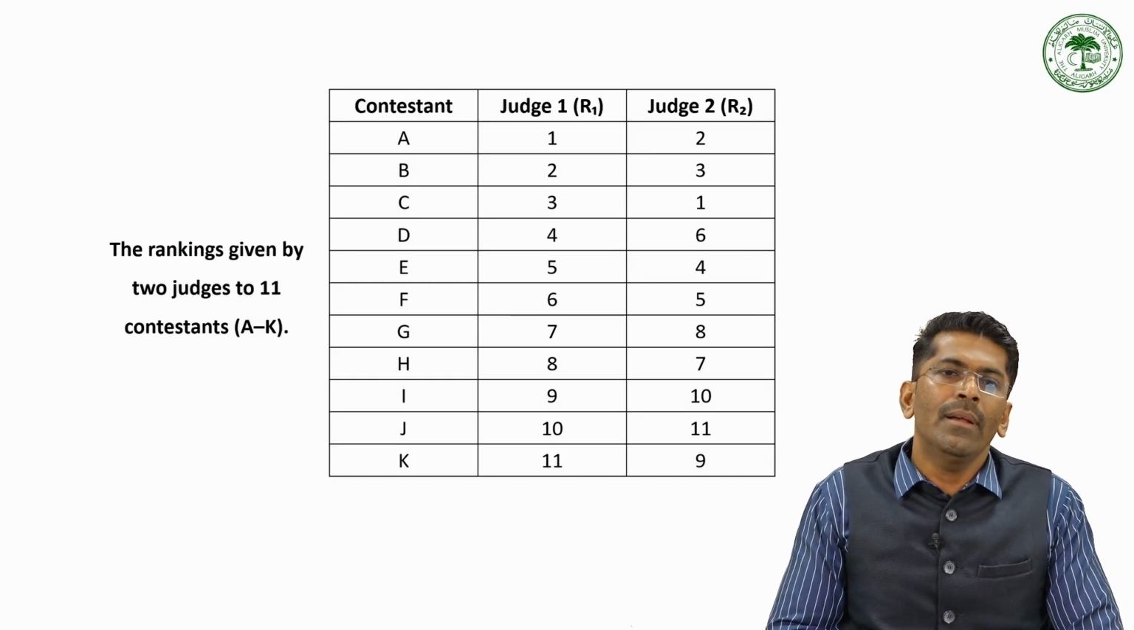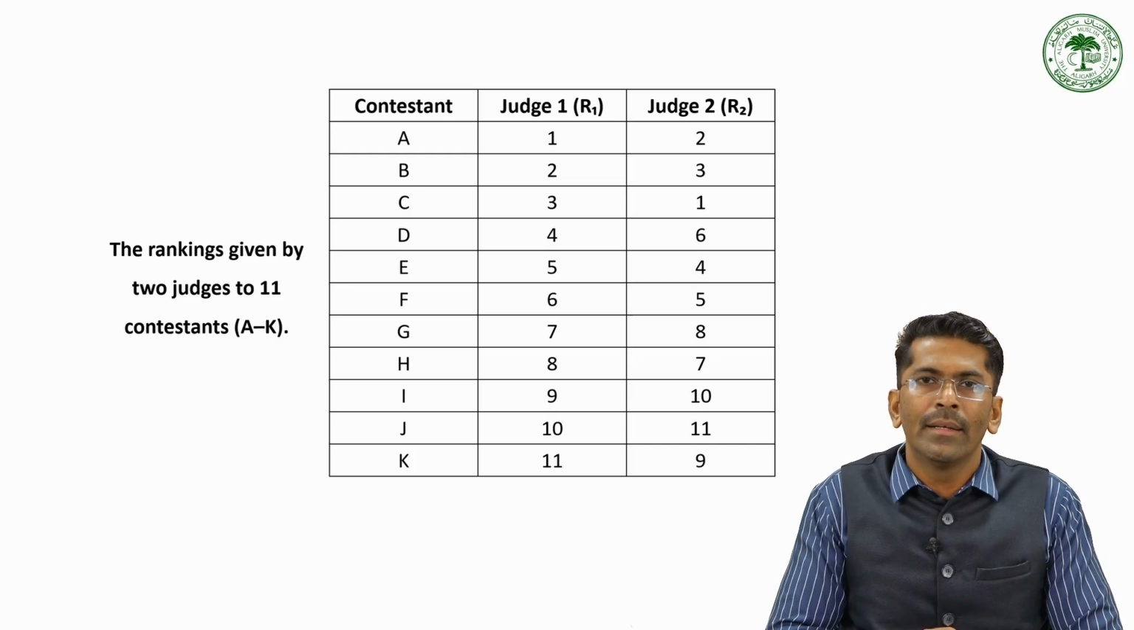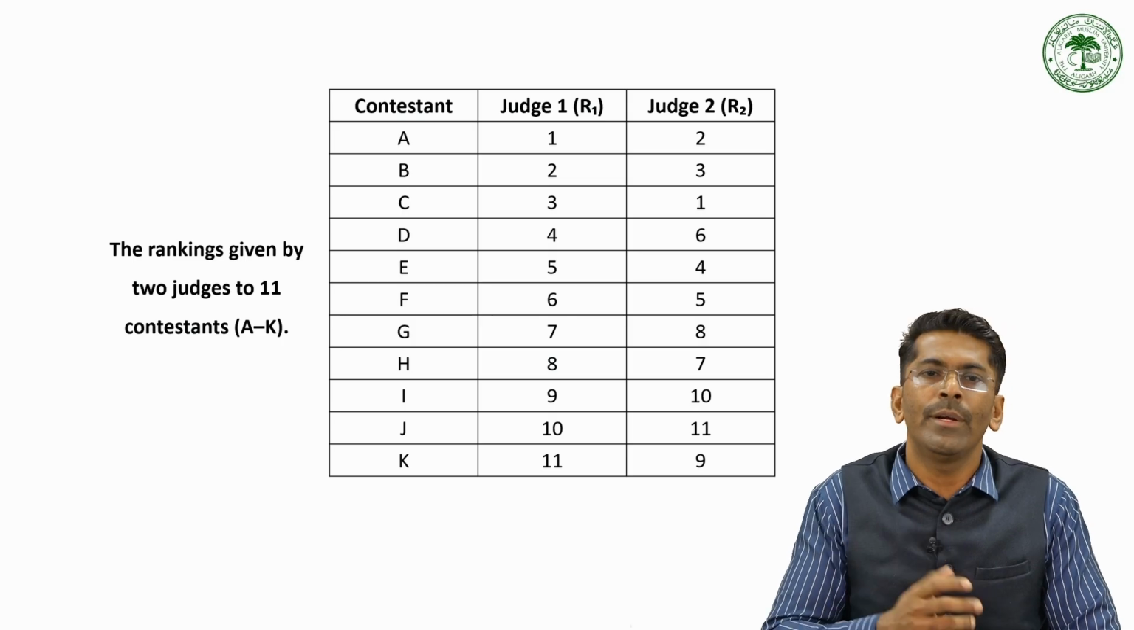Now, another example. The ranking given by two judges is given here. 11 contestants are given here, from A to K, and the rank which is given by the judges 1 and 2 is also mentioned here. Since the rank is directly given here, we just want to calculate the difference between these two ranks, and accordingly we are going to square it.